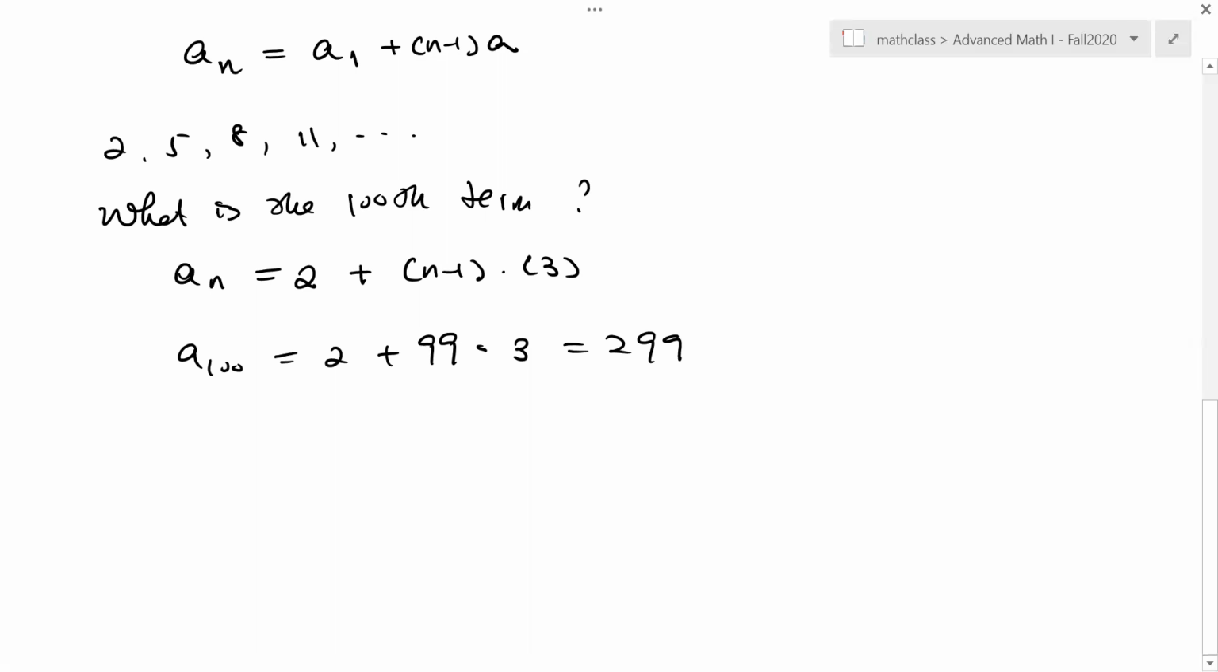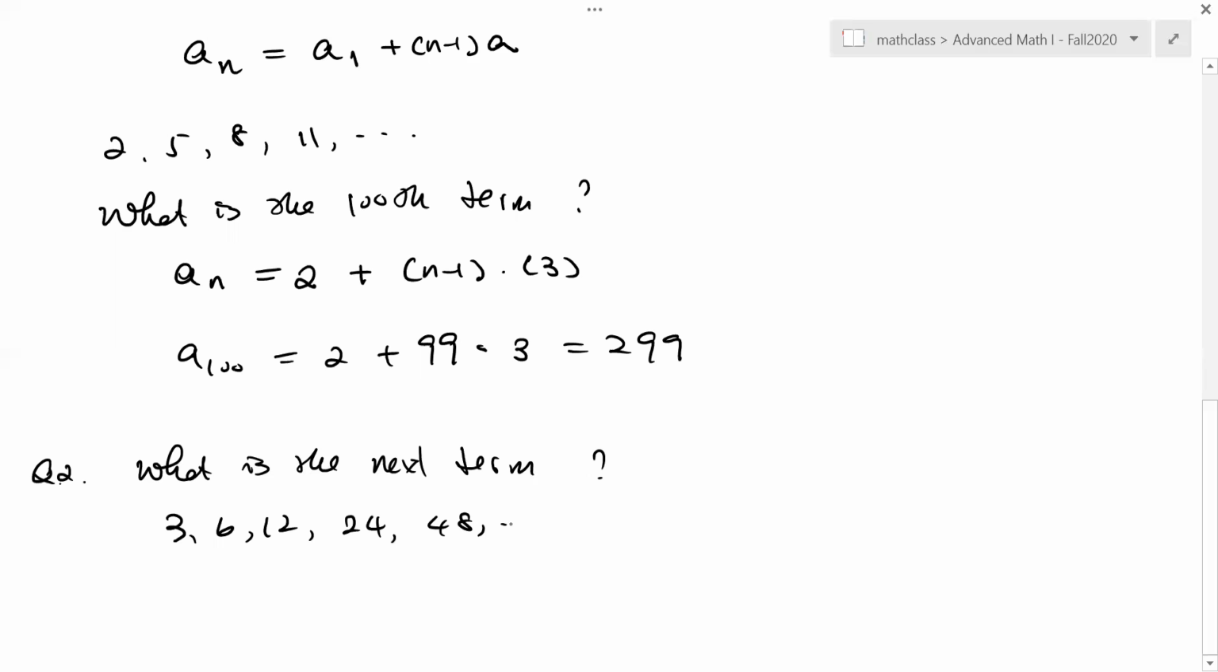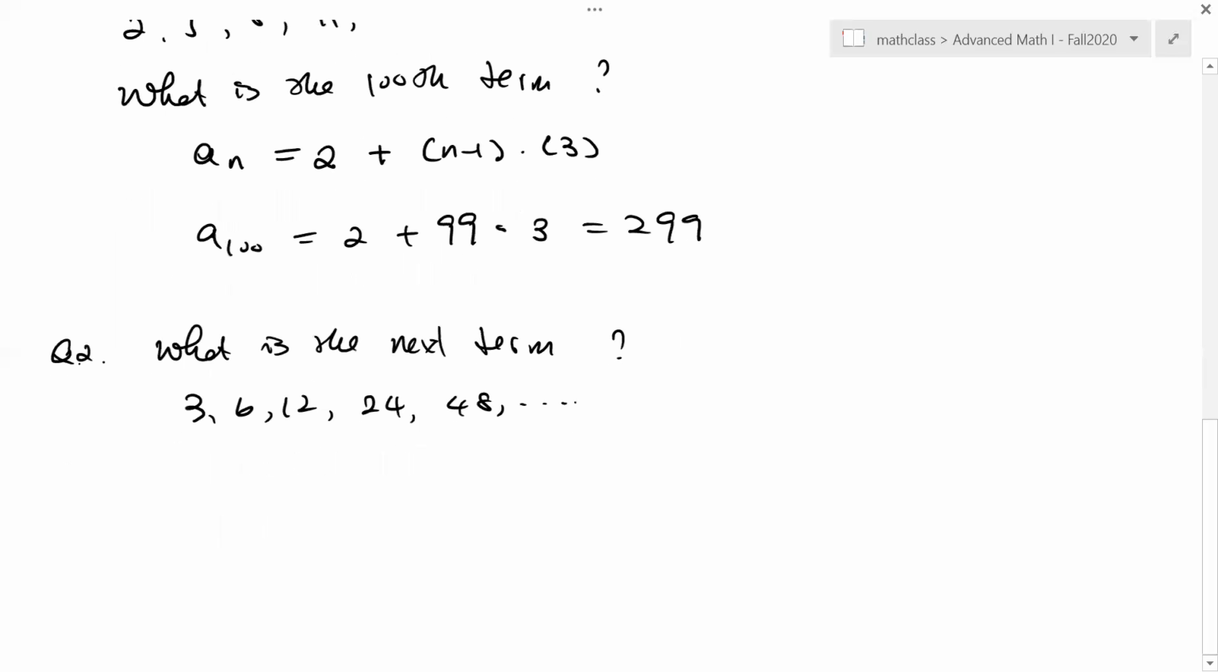Now, let's take a look at the next problem. We will ask what is the next term in the sequence. Here it's 3, 6, 12, 24, 48. I guess you will get the answer quickly. What is the next term?